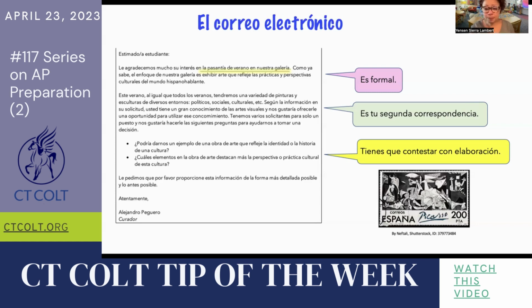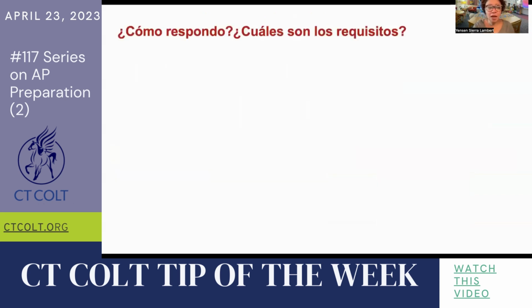So again, it's formal. And here you have the questions. ¿Podría darnos un ejemplo de una obra? So I encourage my students to underline keywords like un ejemplo. They're looking for a specific example of an art piece, una obra de arte. ¿Cuáles elementos en la obra de arte destacan más la perspectiva? It's really important that they highlight those keywords like perspectiva and práctica, because if they don't address the questions, their email may be incomplete. Okay, moving on.